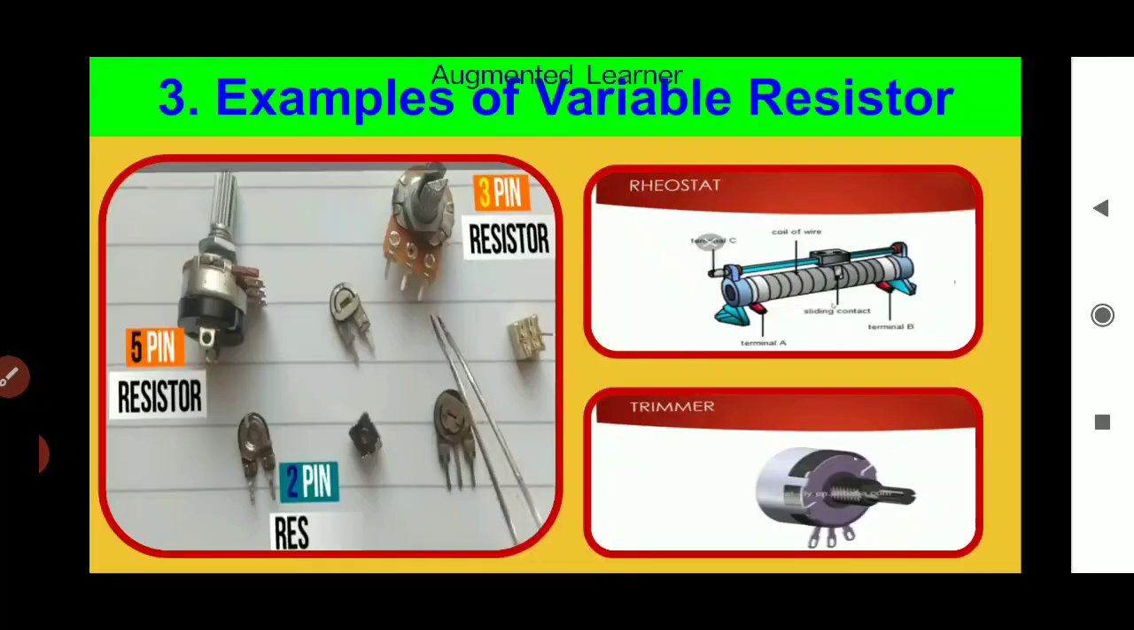These are some examples of variable resistors, like rheostat, trimmer and different types of variable resistors. A variable resistor is used in the home in a fan regulator for controlling fan speed. Now we perform one activity to understand variable resistors and how to make a variable resistor at home using simple material. Let's start the activity.